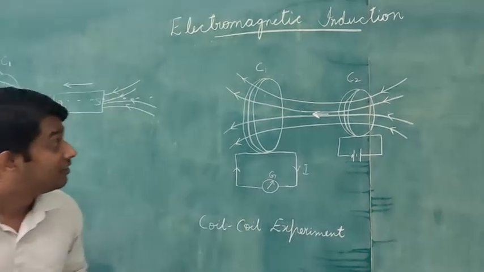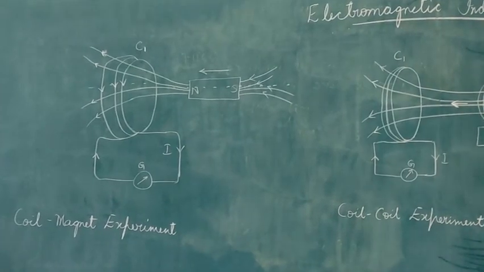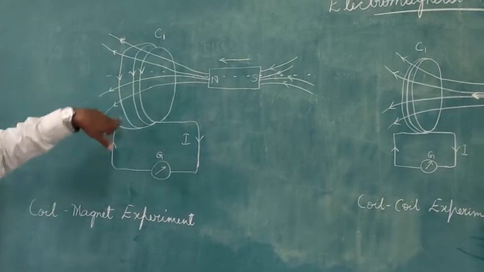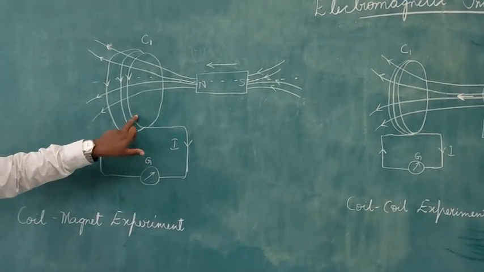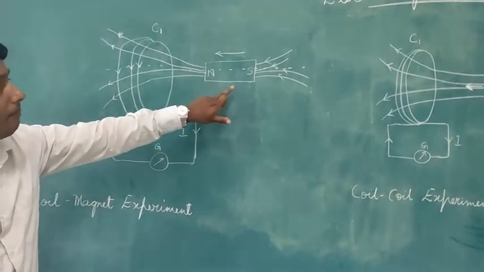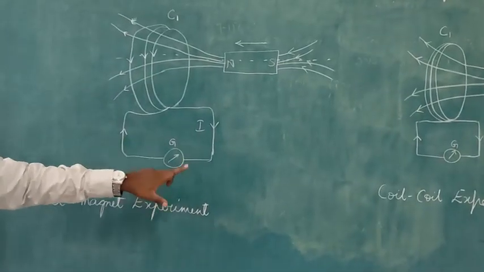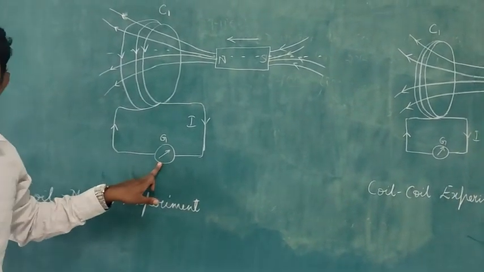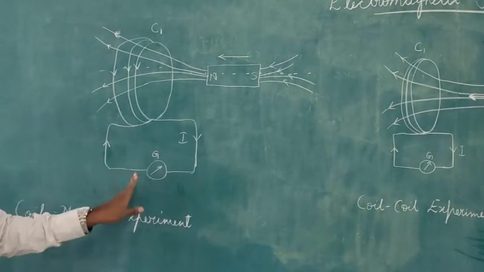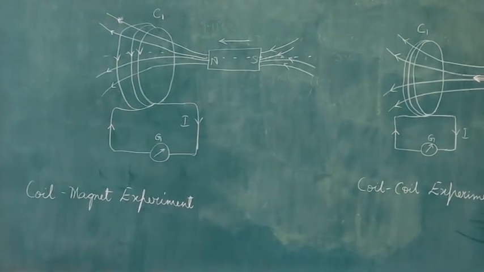These were the experiments that were conducted by Faraday and Ampere. The first experiment was the coil magnet experiment. Here we have a copper coil, which is connected to a galvanometer, and a bar magnet, which has a north pole and a south pole. The galvanometer is used to detect small variable current. It shows deflection when a current is present in this circuit.